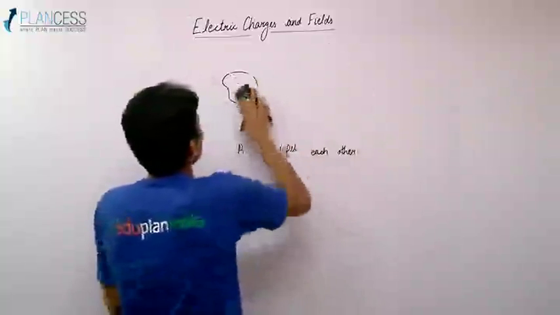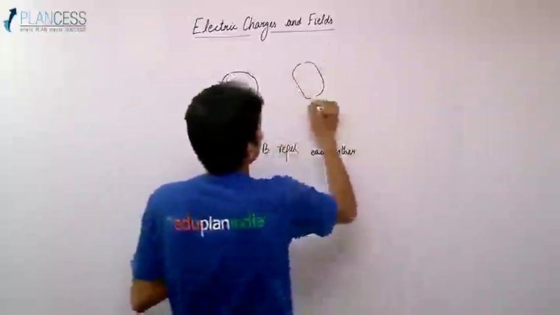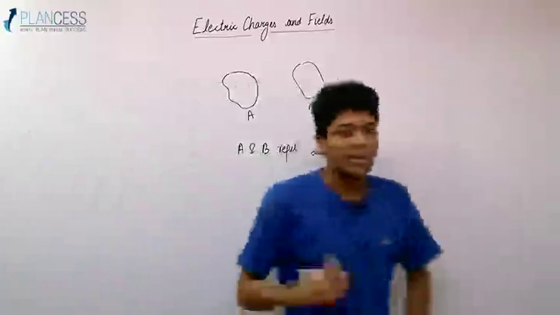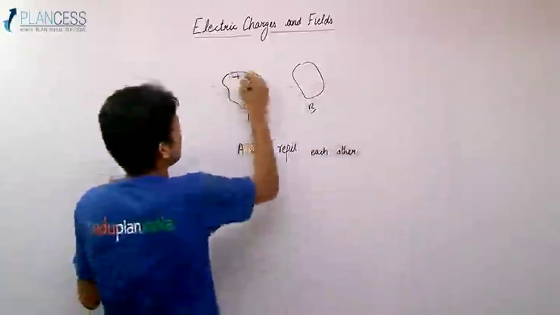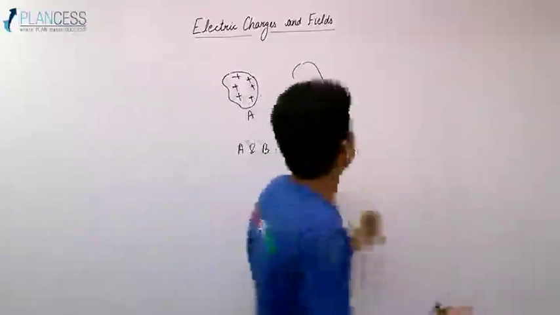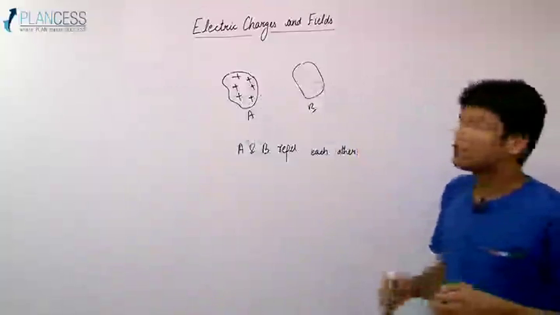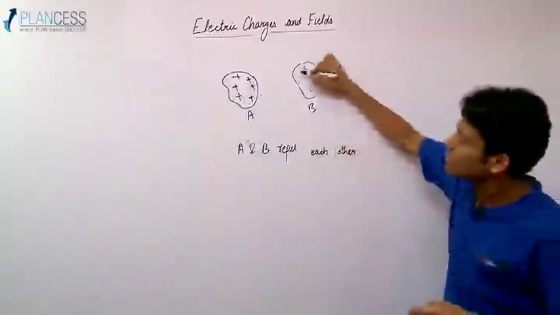Now, if the statement is given as A and B repel each other, then what all things can happen? At least one of the bodies has to be charged. So let's say A is charged. So let's say A is positively charged. Since A and B repel each other, B cannot be negatively charged and B can also not be neutral. So B has to be positively charged.